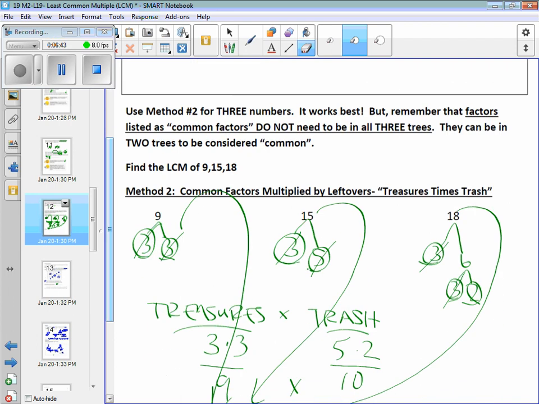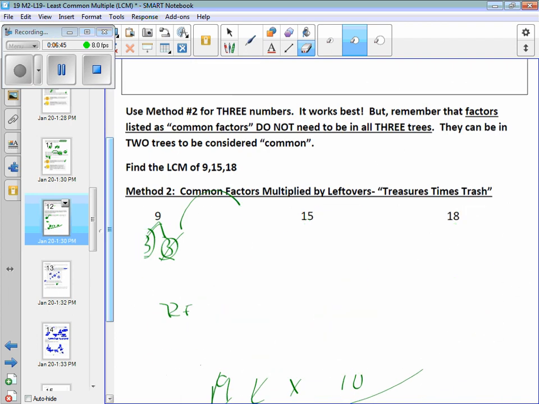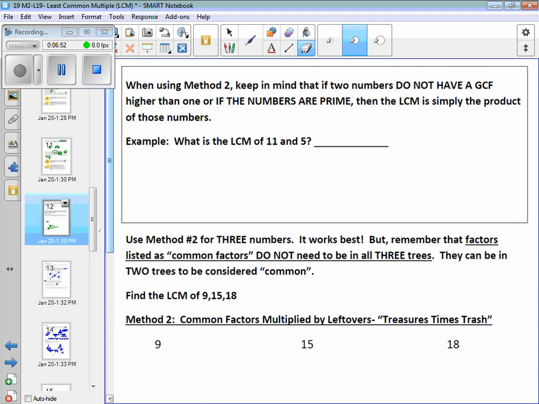Do you have this next page as your next page? Do you have this at the top? You have two numbers, 11 and 5, right? They're both prime numbers. They don't have a GCF other than 1. Do you agree?